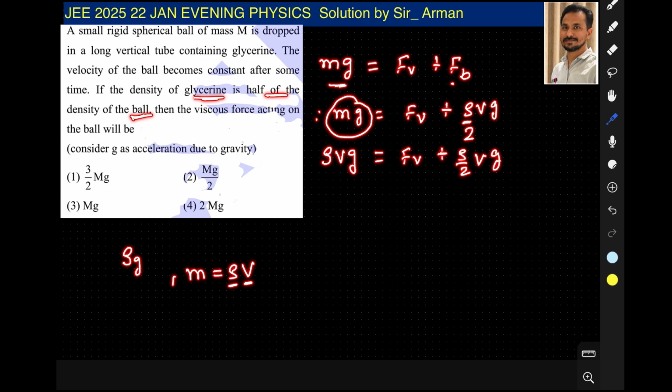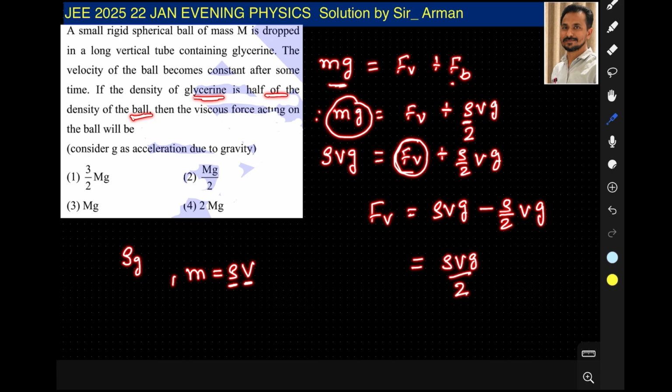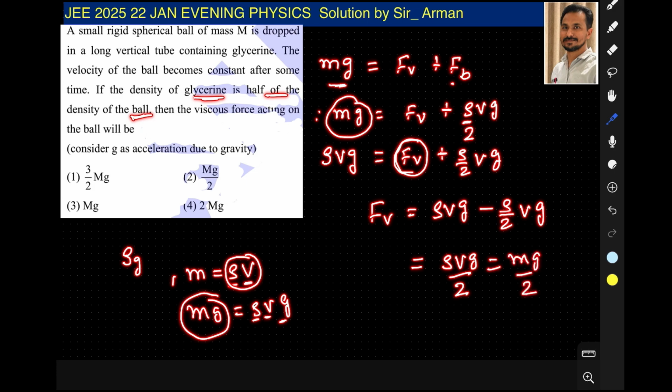Now what we will do, we will make viscous force the subject. So F viscous is equal to rho Vg minus rho by 2 Vg. Now if you solve this, you will get rho Vg by 2. But here rho V is the mass of the object. So mg is equal to rho Vg, density into volume into g, and that is equal to mg. So I can write here mg by 2. That is, the viscous force acting is mg by 2. Hence the correct answer is option 2.